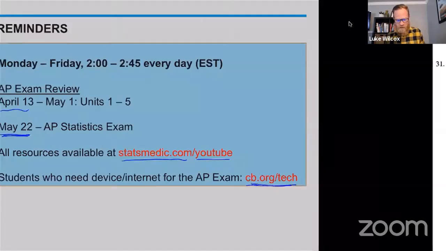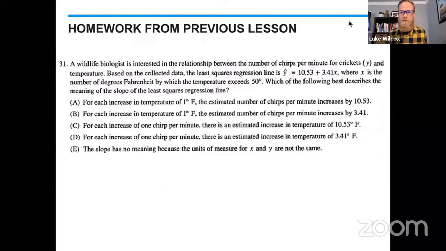All right, so I'm going to go back to the homework problem that you got from Mr. Murphy yesterday, which is going to be a bit of a preview of what we're going to talk about today in terms of analyzing two variable data. Hopefully you got a chance to try it, but let's see how we did here. It says: a wildlife biologist is interested in the relationship between the number of chirps per minute for crickets, Y, and temperature. Based on the collected data, the least squares regression line is Y hat equals 10.53 plus 3.41x.